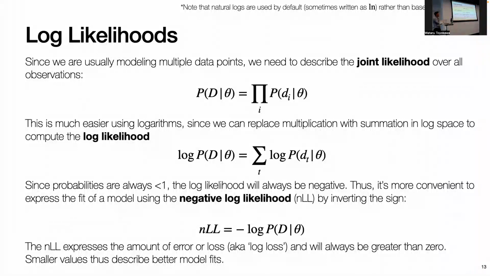Just add a negative sign here, because this would just give us a positive value. Now, when we add this negative here, we're expressing the amount of error in our predictions, right? This is also sometimes known as log loss. We want to minimize the loss. That's equivalent to saying we're maximizing the likelihood of our predictions. So smaller values describe better model fits.